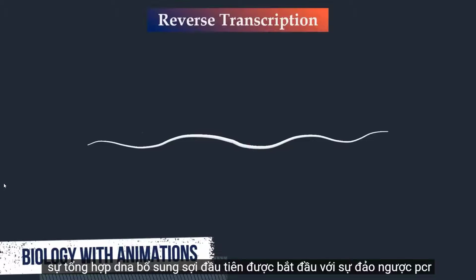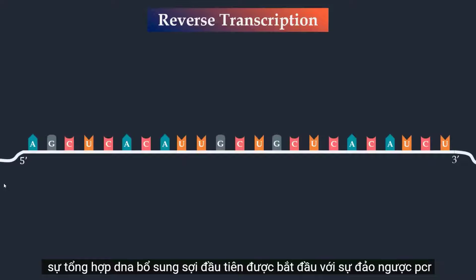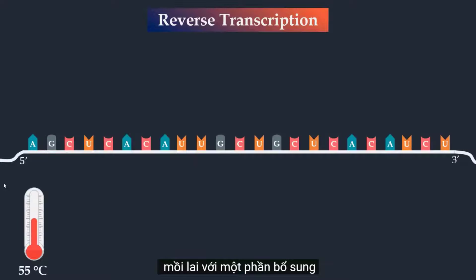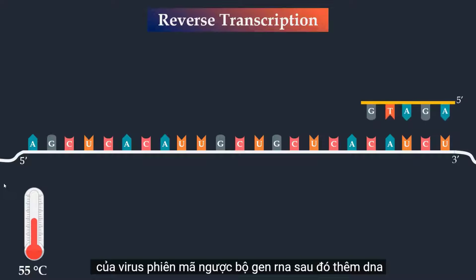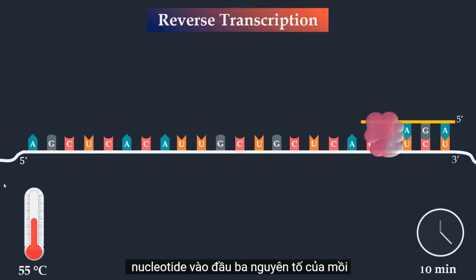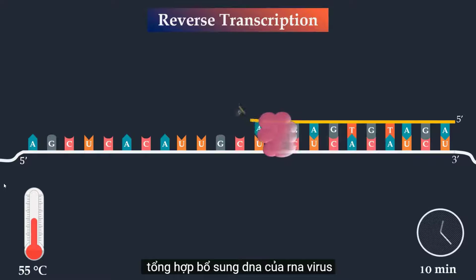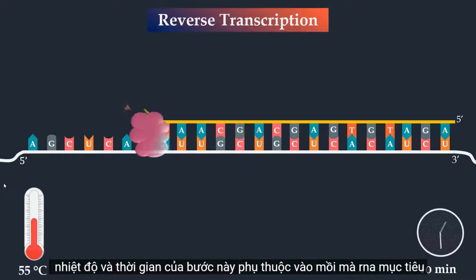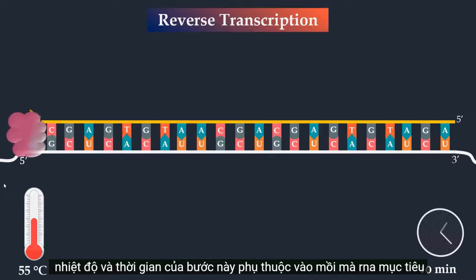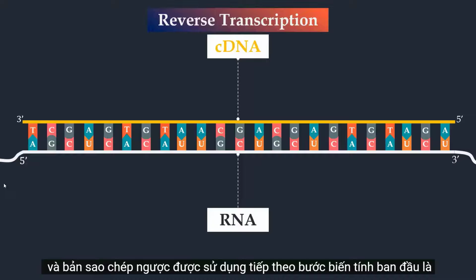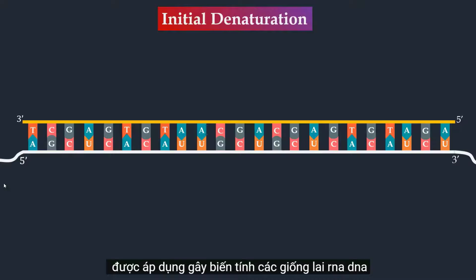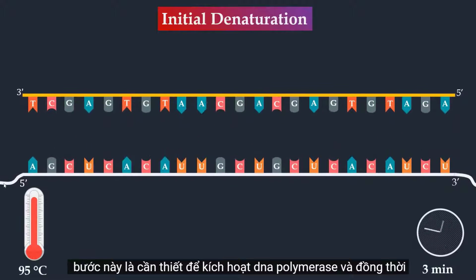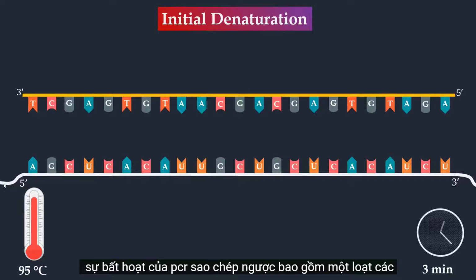The first strand complementary DNA synthesis is primed with the PCR reverse primer, which hybridizes to a complementary part of the virus RNA genome. Reverse transcriptase then adds DNA nucleotides onto the 3' end of the primer, synthesizing DNA complementary to the viral RNA. The temperature and duration of this step depend on the primer, the target RNA and the reverse transcriptase used. Next, an initial denaturation step is applied, causing denaturation of the RNA-DNA hybrids. This step is required for the activation of DNA polymerase and simultaneously the inactivation of reverse transcriptase.